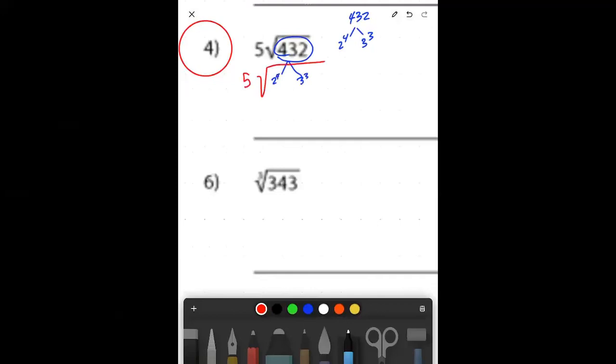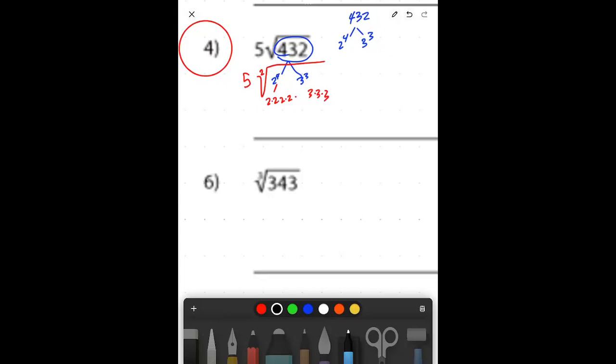Now, I'm going to use your knowledge of exponents. So 2 to the fourth is the same thing as 2 times 2 times 2 times 2, 4 of them. And 3 to the third is going to be 3 times 3 times 3. Now that I've got this, remember that square root is a 2, so we're looking for 2 of a kind. So every time we see 2 of the same numbers, we're going to pull it out. Technically, you could say this is 4 of a kind, but we're not looking for a fourth root. We're looking for 2 of a kind. So every time I see a 2, I'm going to pull it outside the radical.